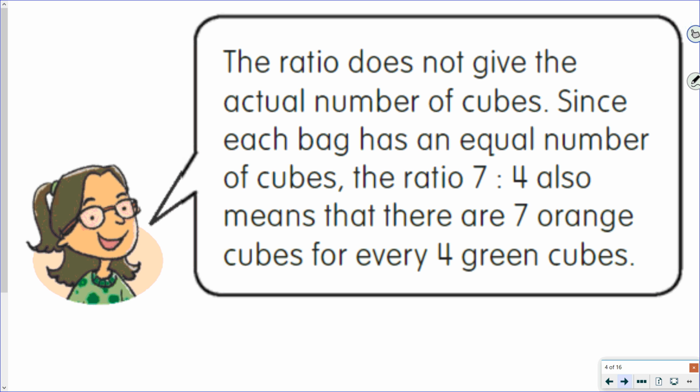All right, as our young lady tells us, this will come into play a lot later in our chapter, in our work with ratios, but the ratio does not give the actual number of cubes necessarily. So if we were talking about bags of cubes, we could say that there were 7 bags of orange and 4 bags of green, and we're assuming that each bag has an equal number of cubes. So we could actually have 700 orange cubes. That's something to remember: the ratio does not always tell you the actual number of items.